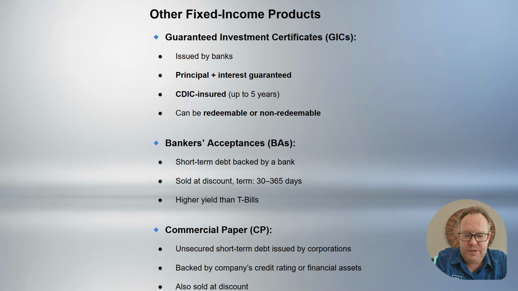Commercial paper, CPs. That is unsecured short-term debt issued by corporations, backed by a company's credit ratings and financial assets, also sold at a discount. You can think of commercial paper as being a T-bill, but instead of being issued by the government, it is issued by corporations. Again, bought at a discount, sold at par. The difference between the two amounts is the interest that you've earned on that commercial paper.